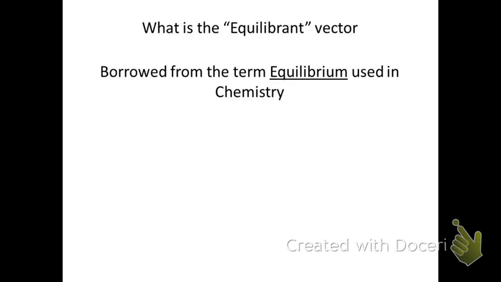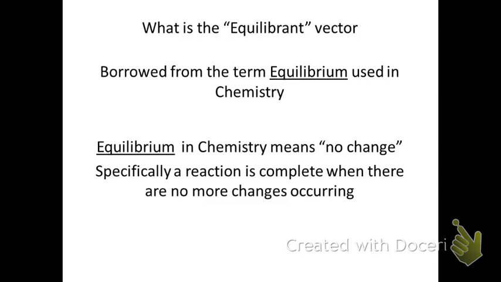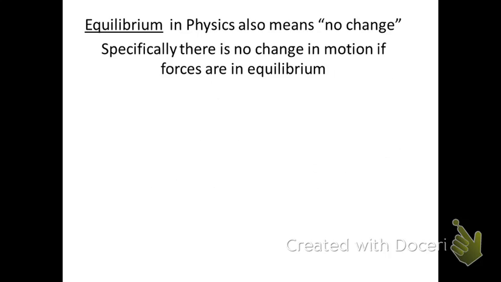Now, when we use equilibrium in chemistry, specifically it means no change. And when we talk about a chemical reaction, we specifically mean the reaction is complete. There are no more changes occurring in the matter. In physics, it also means no change, but specifically it means there's no change in motion if forces are in equilibrium.